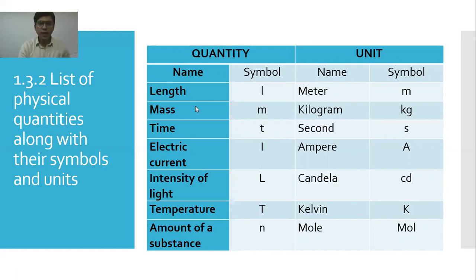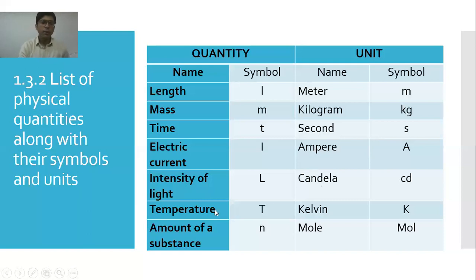Next we talk about mass. The symbol is small m, its unit is kilogram and its symbol is kg. Then time, its symbol is small t. Its unit is second and it is represented by small s. Then electric current, its symbol is capital I. Its unit is ampere, and its symbol is A. Then intensity of light, its symbol is capital L, its unit is candela, and its symbol is cd.